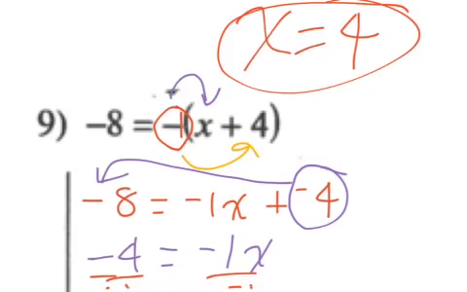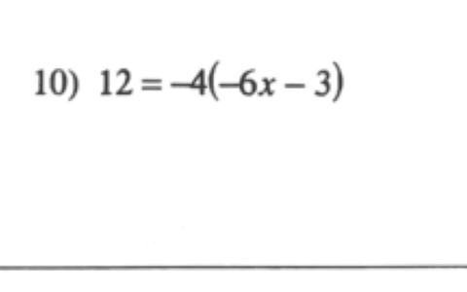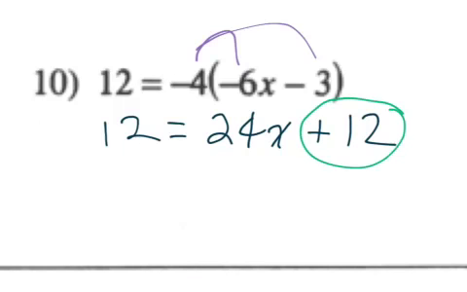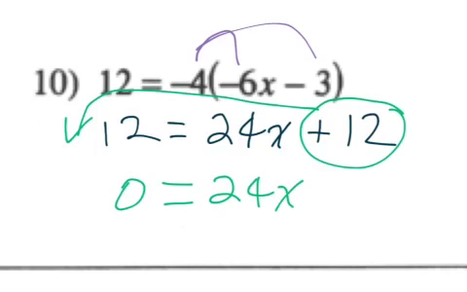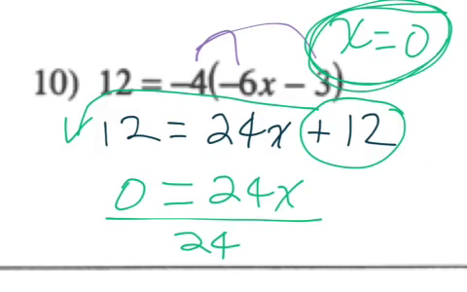And then this next problem is exactly the same, except we're using a negative 4 to multiply through, giving me 12 equals negative 4 times the negative 6 makes a positive 24x. Negative 4 times the negative 3 plus 12 makes a plus 12. Our plus 12 now moves over. 12 plus negative 12 makes 0. 0 equals 24x. Punch it in your calculator to prove it's true. If you divide a 0 by 24, you get x equals 0. Again, 0 can be an answer.